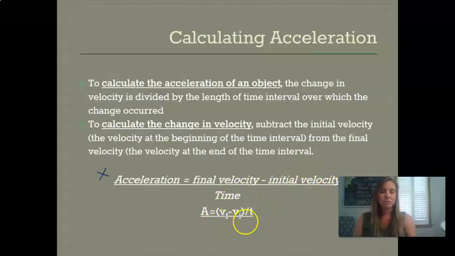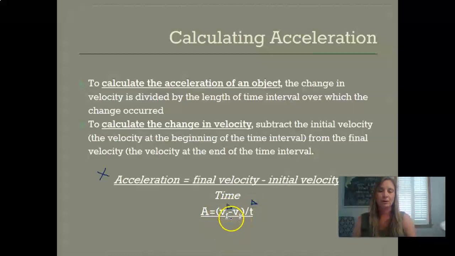Most of the time you'll see me write it like this, which is A equals Vf, f stands for final velocity, minus Vi. This is the change. This is that triangle I was talking about, that delta, the change in velocity over the change in time.